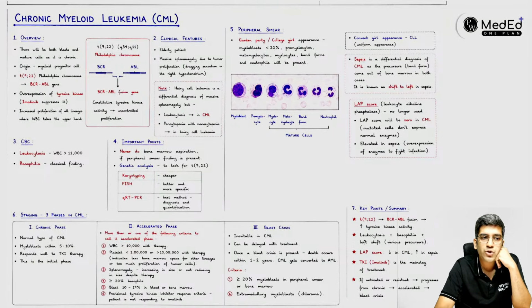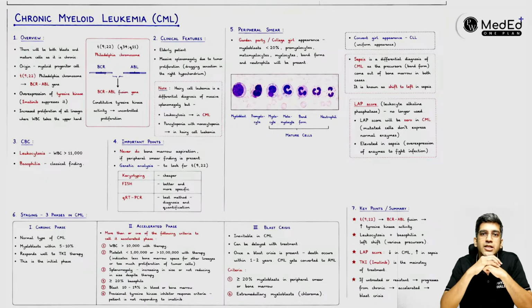What's the translocation you see in CML? One of the easiest questions, and trust me, the only translocation you might remember even after years will be CML's translocation. What's the translocation? Philadelphia chromosome translocation 9;22.